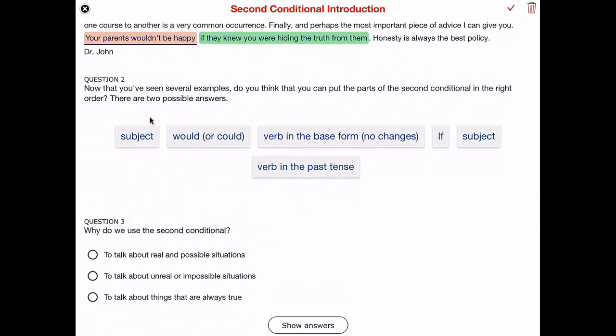Finally, why do we use the second conditional? To talk about real and possible situations, unreal or impossible situations, or things that are always true? And the answer is unreal or impossible situations. That's one of the reasons that we use it a lot for advice, because we talk about things that aren't necessarily going to happen. If I were you, I would study more. All right? Let's move on to the practice.